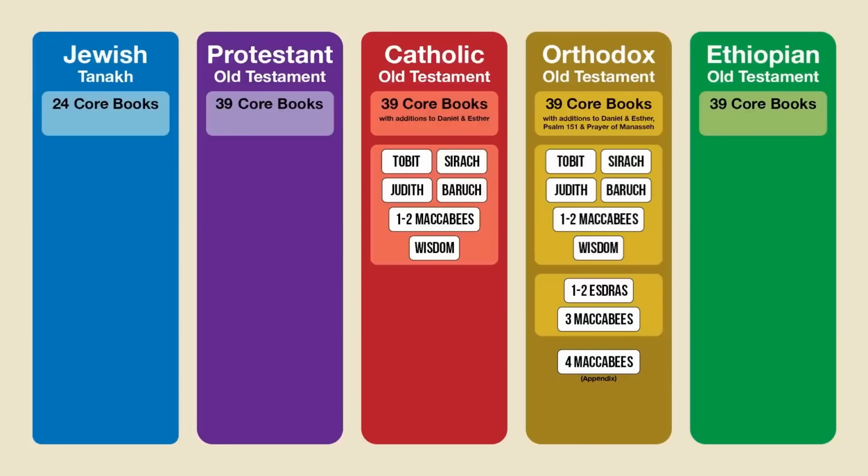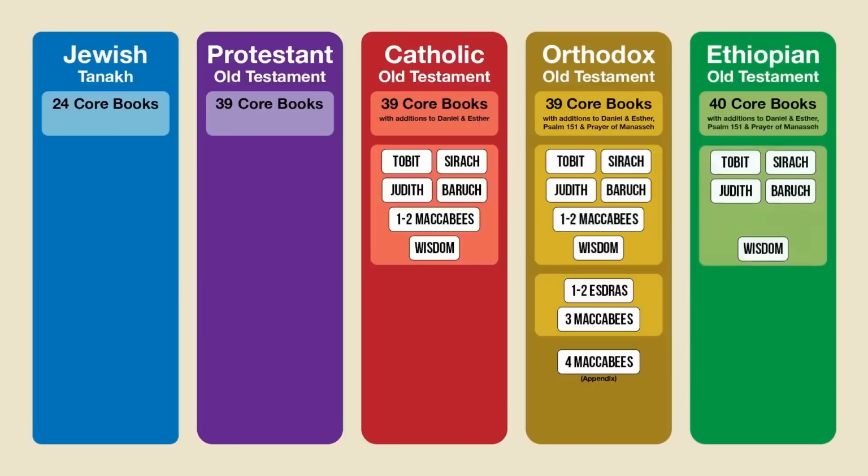Then there is the Ethiopian Old Testament, which is the largest of them all. First of all, it divides Proverbs into 2 books, and hence the core part has 40 books, not 39. It also includes everything we've mentioned so far, except for the 3 Maccabees. So that brings us to 47.